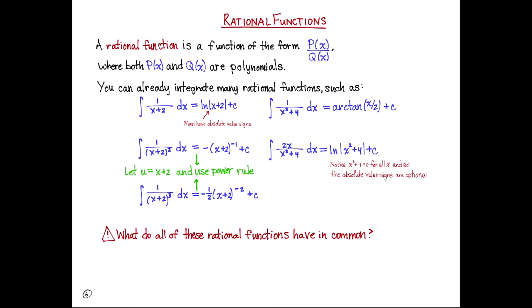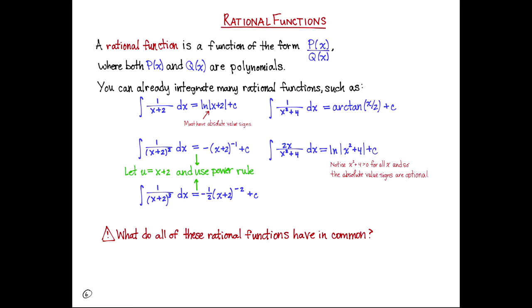A couple of things I wanted to point out, though, when you're integrating these types of functions. Be very careful with your natural log and the absolute value signs. In this first example, you absolutely have to have the absolute value signs because there is the possibility that x could be less than -2, and then the natural log of 0 or anything less than 0 doesn't exist. On the other hand, if you look at this last example, x squared plus 4 is always positive. So in that case, you don't need the absolute value signs, but it's certainly okay to put them in there.